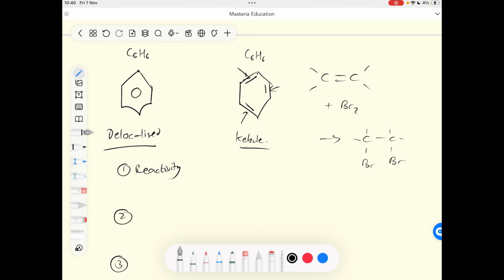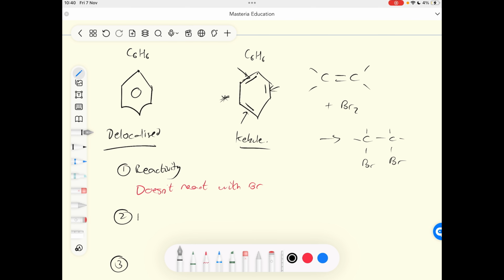However, what we actually find is when we have benzene, it doesn't react with bromine. So that means this model is much less likely. So one reason is because it doesn't react with bromine. And that's reason number 1.